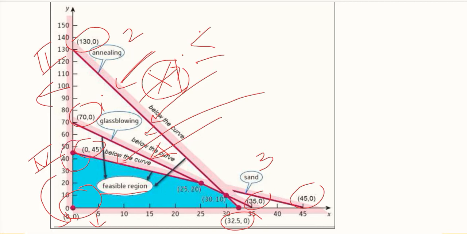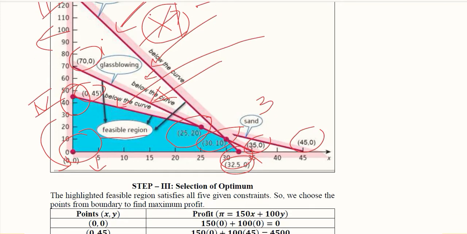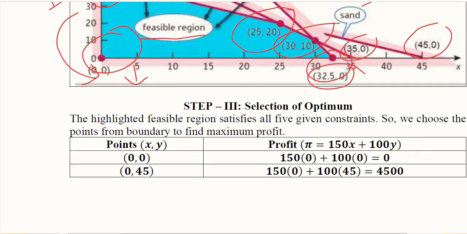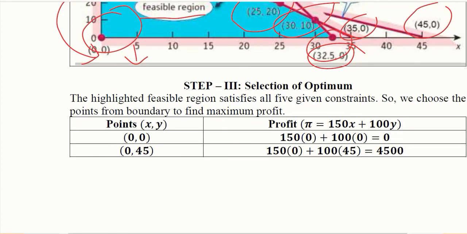So the second point that we can choose is this vertex, and then there is this vertex, and then this point, and then finally this point. These are the vertices of this feasible region that we can use and substitute the values in the profit function. So after completing the second step in which we plotted all the constraints, now we are going to choose the optimum, and for that we can choose all these points and put their values into the objective function, that is the profit function, to see that which one of these combinations can give us the maximized profit.